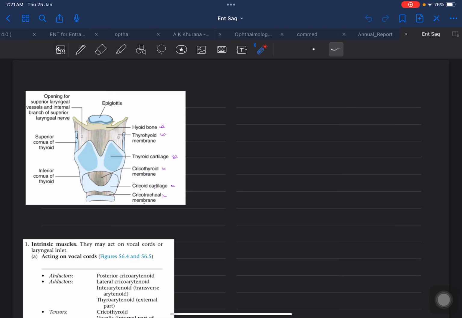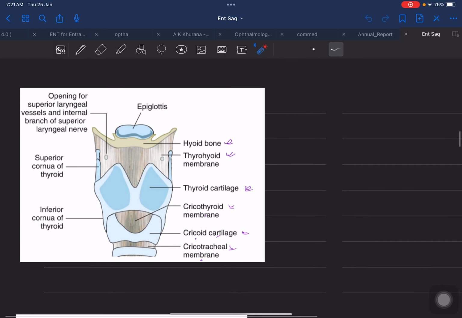Now talking about the several questions that are asked from the larynx topic in ENT. Before moving into the specific questions asked from larynx, let us understand the brief anatomy of the larynx.